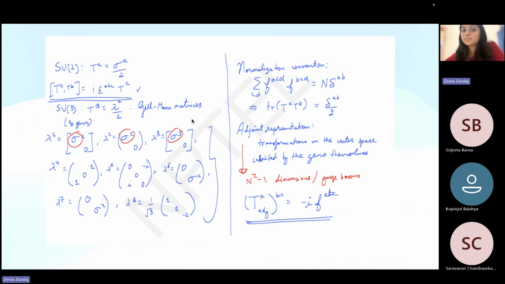They are basically Gell-Mann matrices. This shows that the structure constant is the Levi-Civita tensor. And there are 8 such Gell-Mann matrices that are possible, and based on normalization, you can get them. So yeah, there are some other details, but this is the important thing.